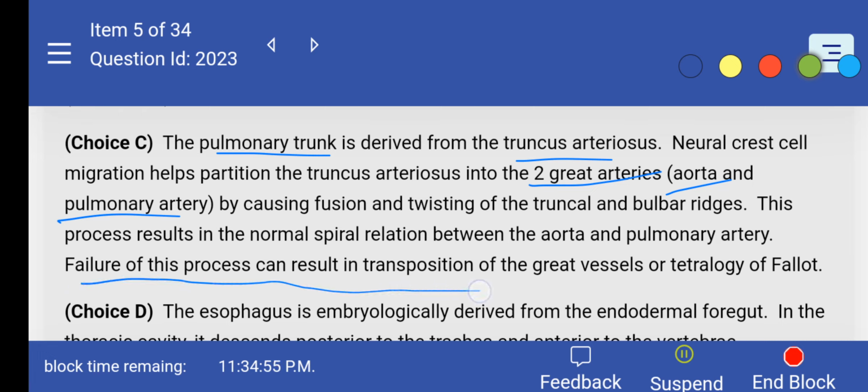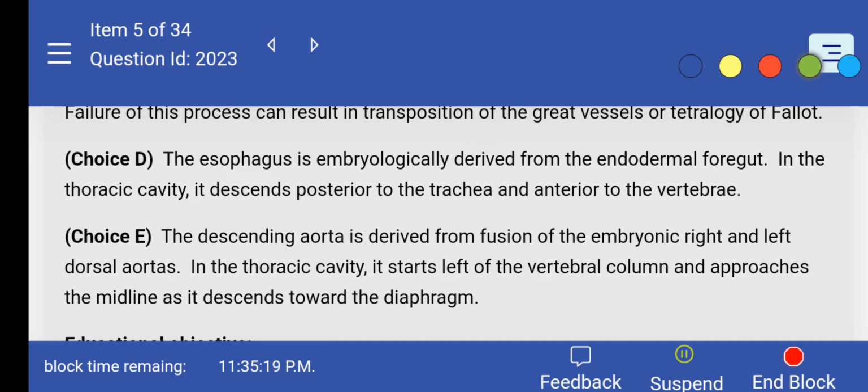This is important. If there is failure of that migration of the neural crest cells, that would lead to transposition of great vessels. That is the first problem, and the second one, it might lead to tetralogy of Fallot. Right? So why not option D also? Because esophagus is not derived from a common cardinal vein. Okay, then from where? Esophagus is embryologically derived from endodermal foregut.